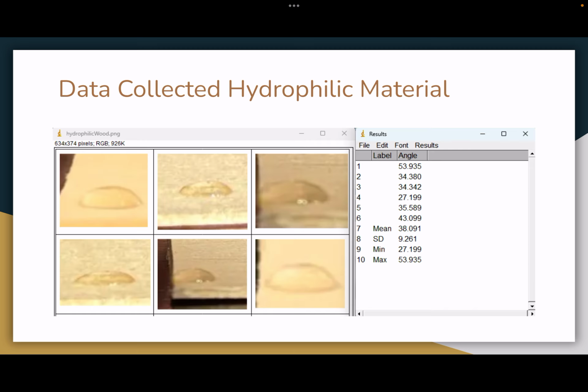This is the example of a hydrophilic material, and we used wood for this. In the right section of this image, we have the angles of each test that we did. For each test, the angle is less than 90 degrees, which means that it is hydrophilic, and the mean is 38. So even if a few tests were bad or skewed our data, we could still determine based on the mean that this material overall is hydrophilic.